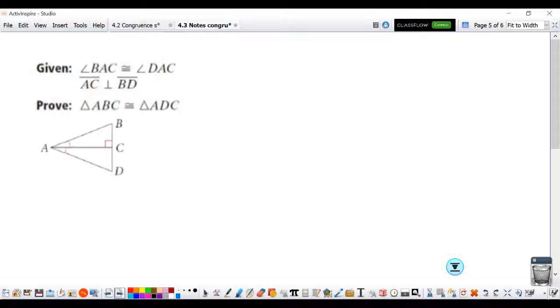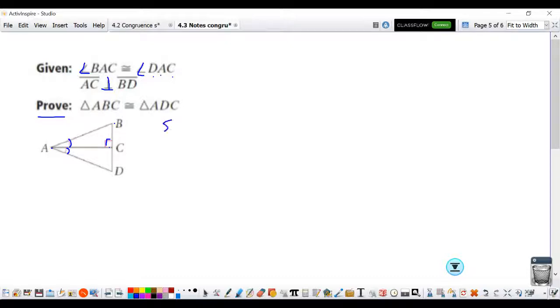All right, so we are given that angle BAC is congruent to angle DAC. Okay, that's marked on the picture. And they also tell us that AC is perpendicular. That's all they tell us. So we're going to have to make some more connections between perpendicular and right angles. We have a little bit of work to do to prove that the two triangles are congruent.